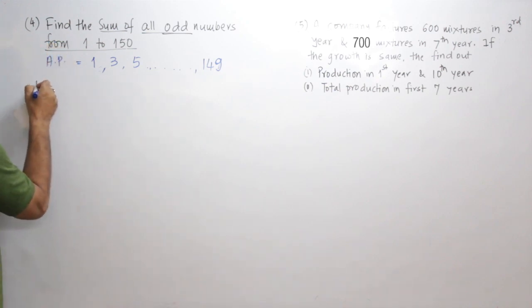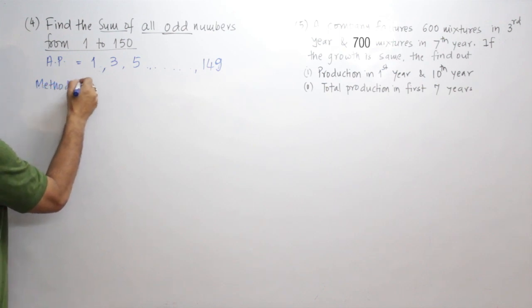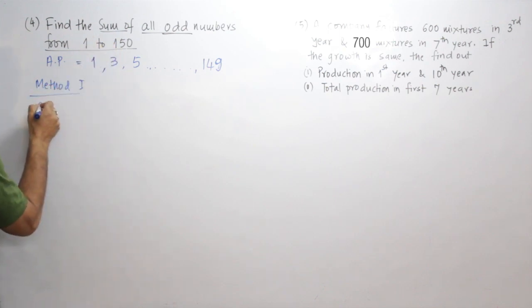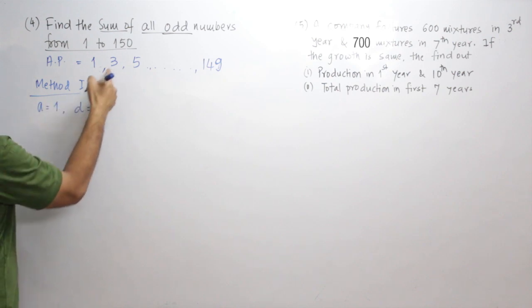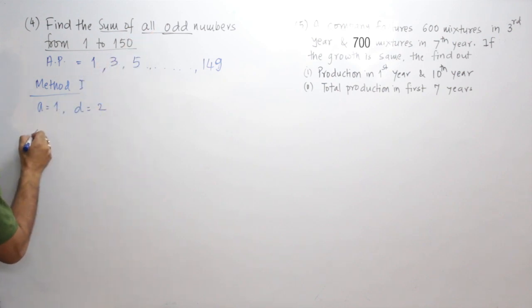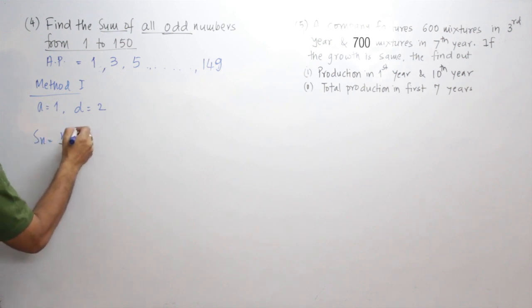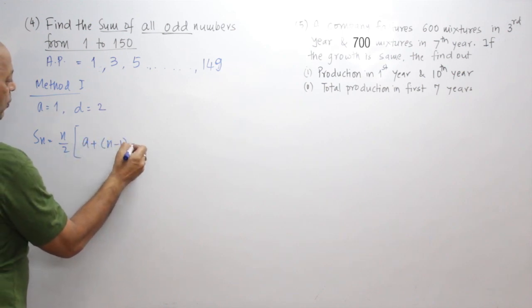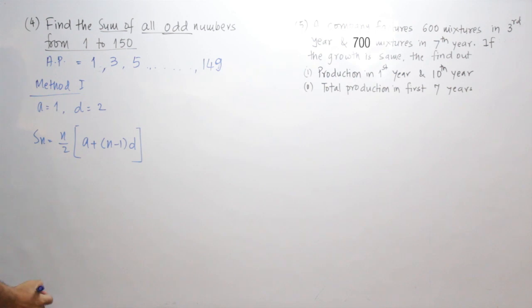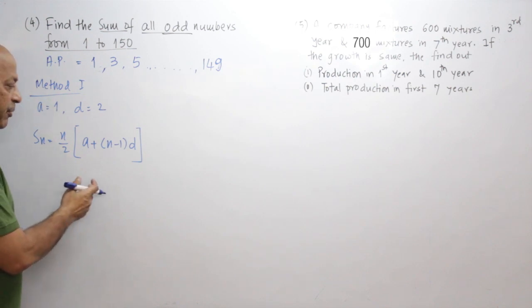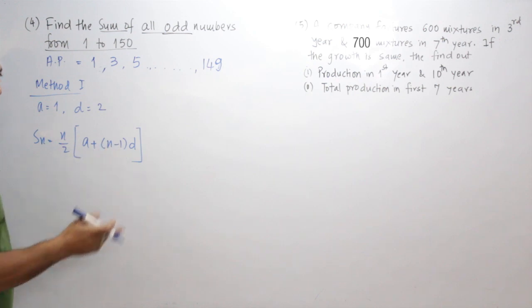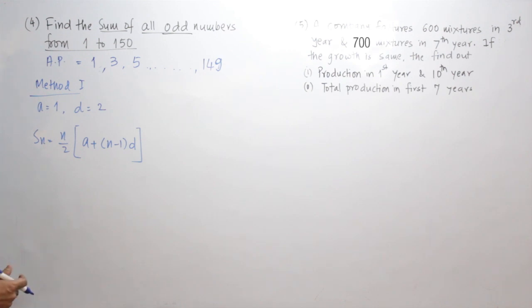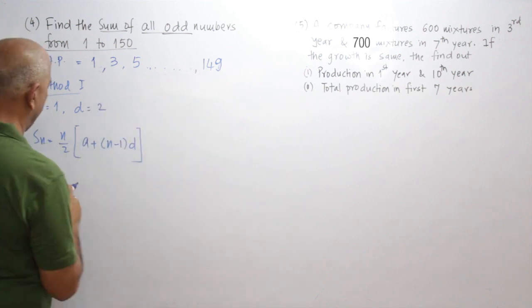So first is method 1. I have to calculate the sum. So a is equal to 1. Then d, for odd numbers, d is equal to 2. So Sn is equal to n by 2 into a plus n minus 1. I got stuck here because I know a, I know d, but I don't know n. So how to solve this one now? I don't know the number of terms.